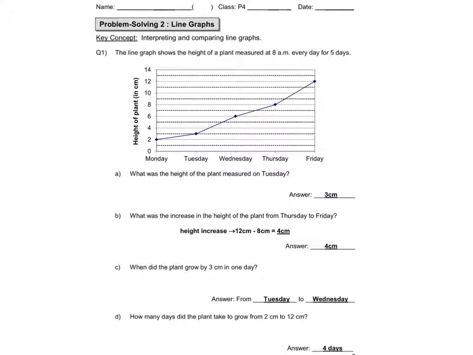Okay, this is the last worksheet, which is line graph word problems. This line graph shows the height of the plant measured at this time every day for 5 days. It's very difficult to find a plant that can grow so fast, maybe bean sprouts. But anyway, just for the exercise, the height of the plant on Tuesday, you just measure here. Tuesday is in between, and each tick is actually 1, so it's 0, 1, 2. So this one must be 3 cm.